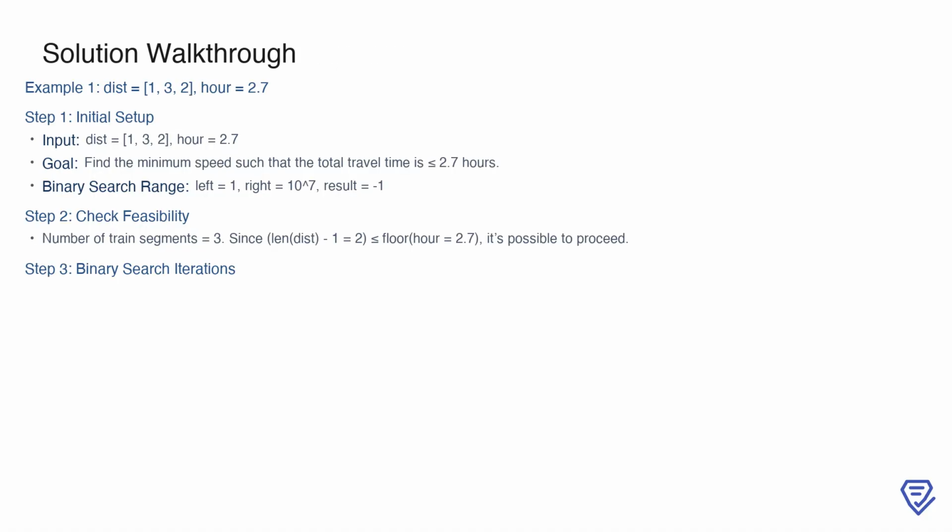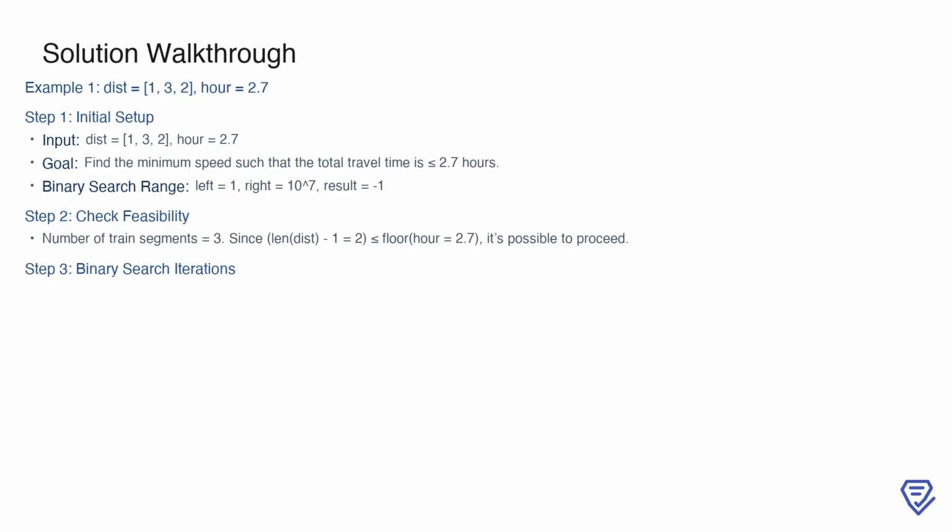To solve this problem, we start with an example where the distances between train segments are given as 1, 3, 2, and the maximum allowed travel time is 2.7 hours. Our goal is to find the minimum speed such that the total travel time does not exceed 2.7 hours. We approach this using binary search, initializing our range with a left bound of 1 and a very high right bound of 10 to the power of 7 to account for all possible speeds, and we set our result variable to -1 as a placeholder.